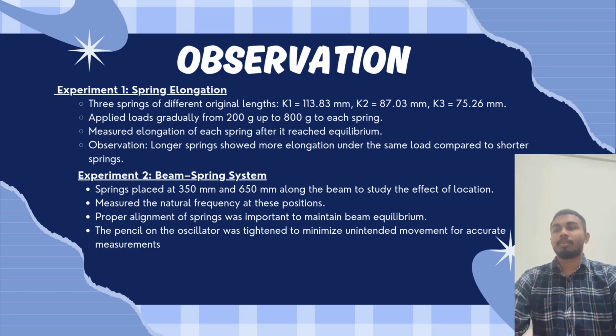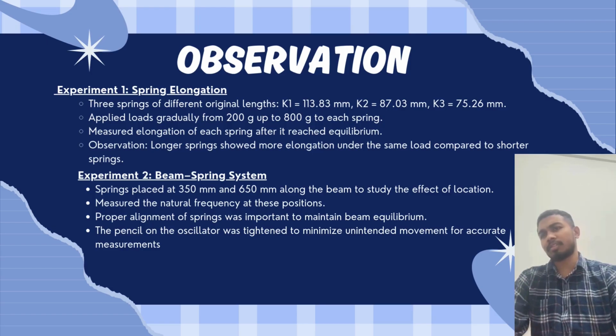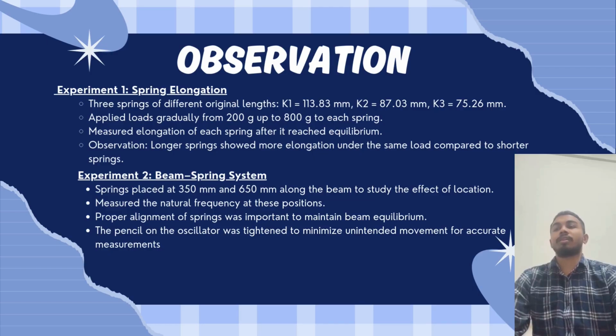And in experiment 2, we changed the placement of the springs along the beam at 350 mm and 650 mm and measured the natural frequencies. We found that spring position affects the natural frequency, and it is very important to align the spring properly to keep the beam balanced. Also, the pencil on the oscillator had to be tightly fixed to avoid errors caused by unwanted movement.